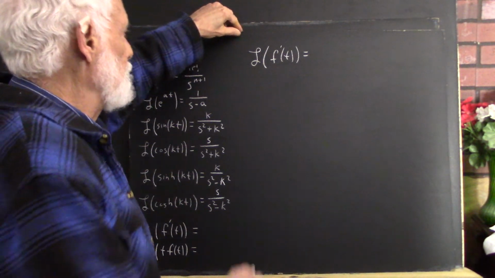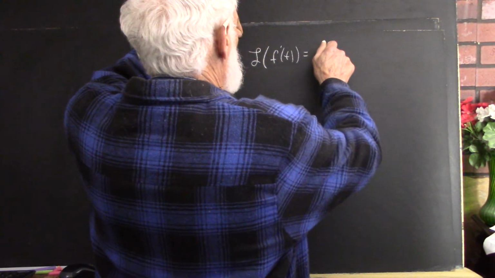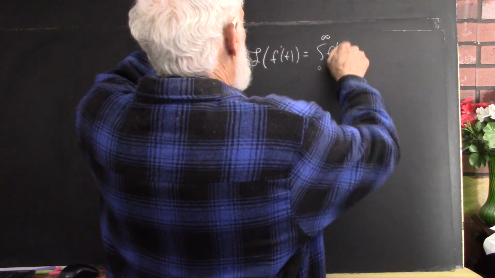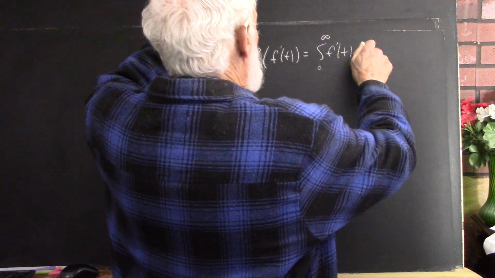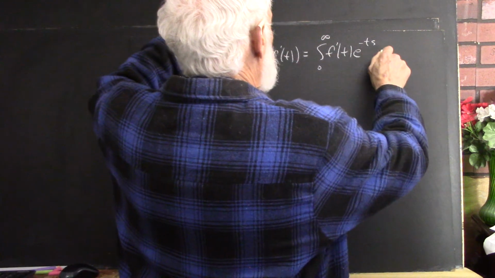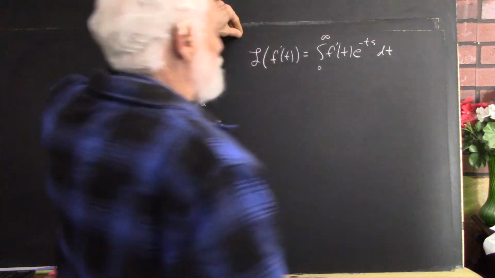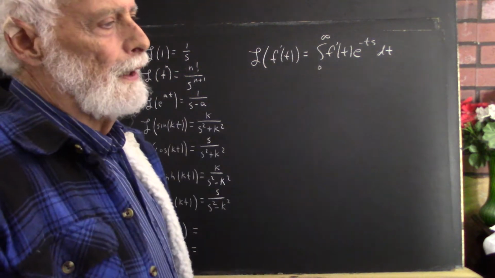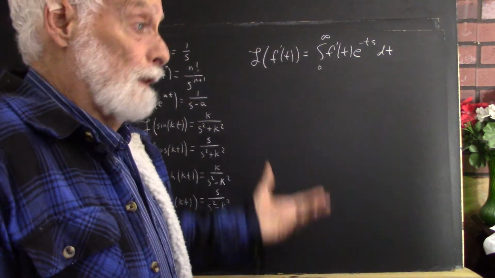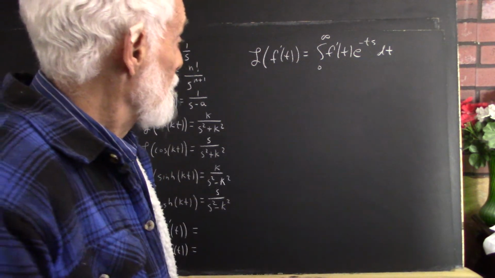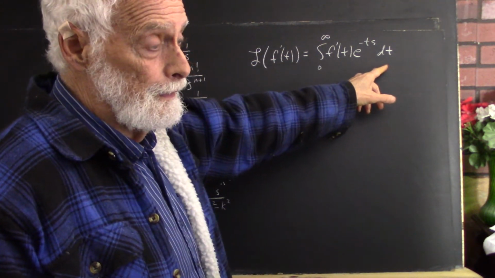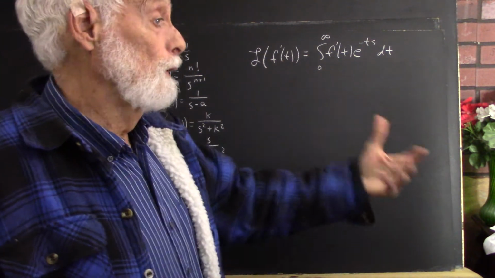First we need this. Okay, so the Laplace transform of f prime of t is the integral from 0 to infinity of f prime of t e to the negative ts dt. Well, what can you do with that? Well, you can do integration by parts. If you let dv equal f prime of t dt, then v is just plain old f of t.